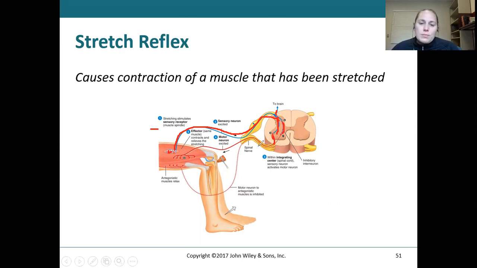In the case of your stimulus being, say, a knock against your knee, you have this set of muscles that's going to get activated, and then you have this set of muscles that's going to be essentially relaxed. That's why you see both the activating neuron as well as the inhibitory neuron. The inhibitory neuron is going to relax those muscles that are contralateral to the muscles that need to flex, which are on the top of the thigh there. So the stretch reflex causes a contraction of a muscle that has been stretched. This is that knee-jerk reaction that most folks think of when they think about reflexes.